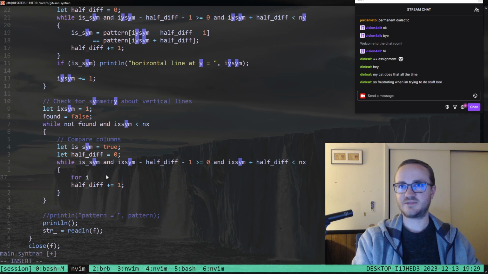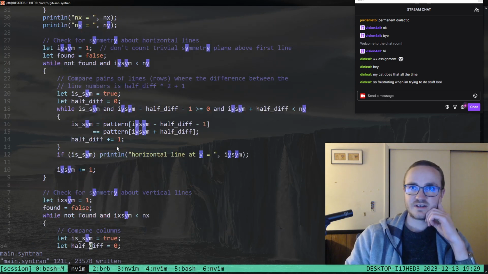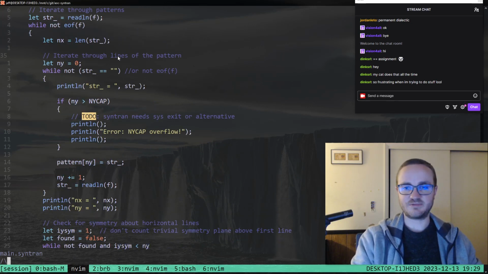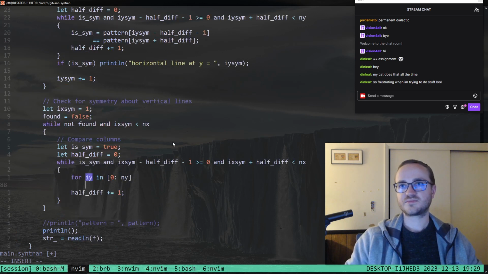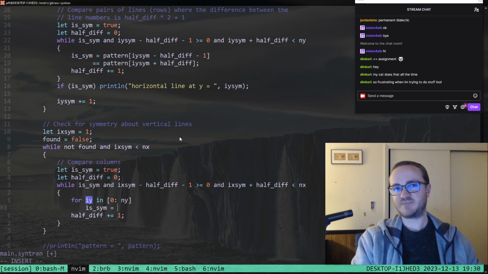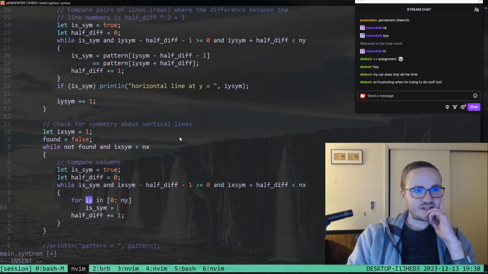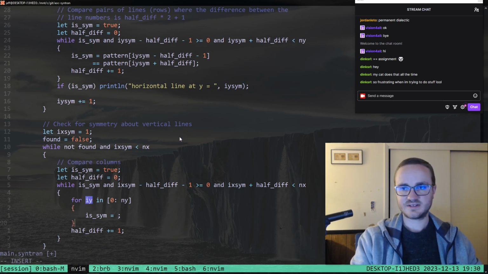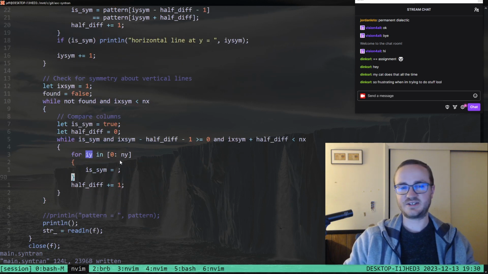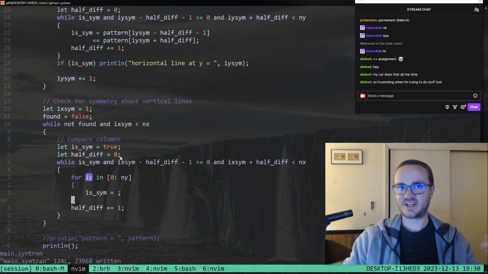For i, y, can I reuse i, y? I don't think I'm using i, y at all. Yeah, so this is going to iterate through the rows. That's just 0 to ny. And then isSym. Now we're just going to compare one character at a time. Yeah, this is annoying. So I have to work around some Syntran limitation. I don't really have a good way of extracting a single character out of a vector of strings. So first I have to get one string extracted, and then I have to extract a character from that string.